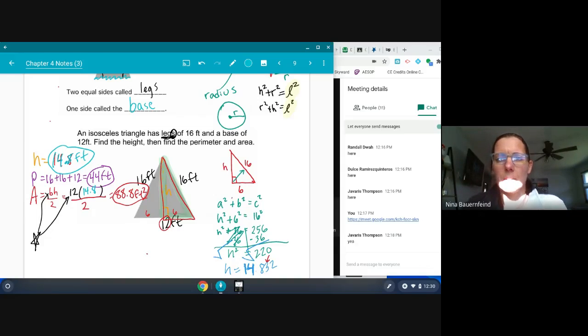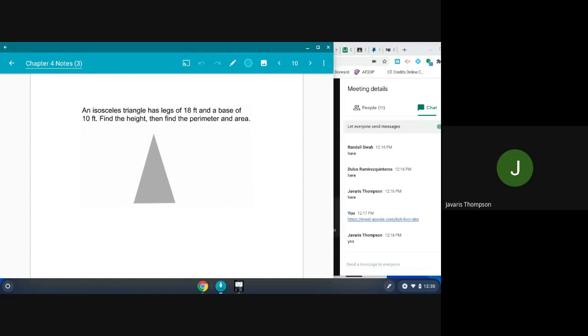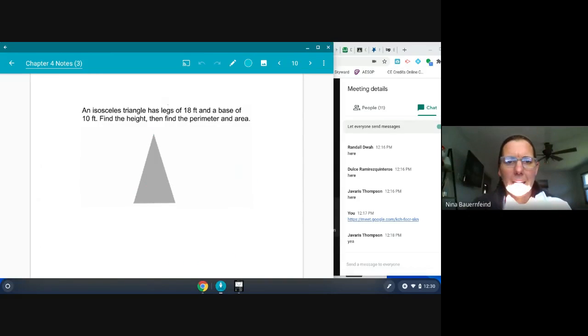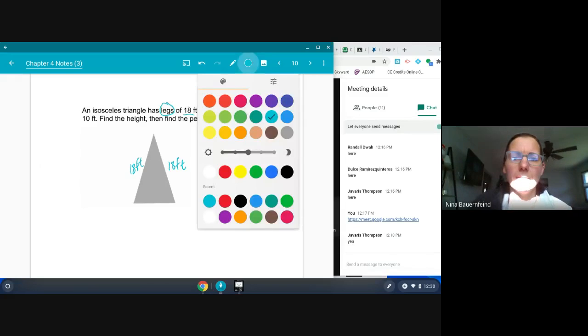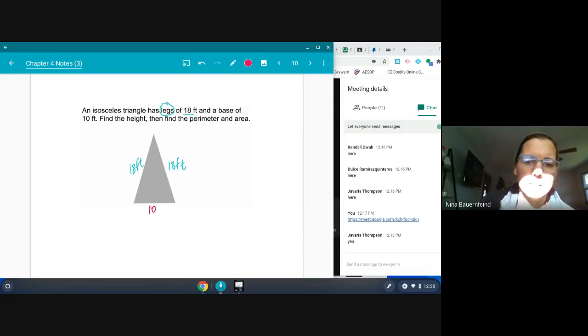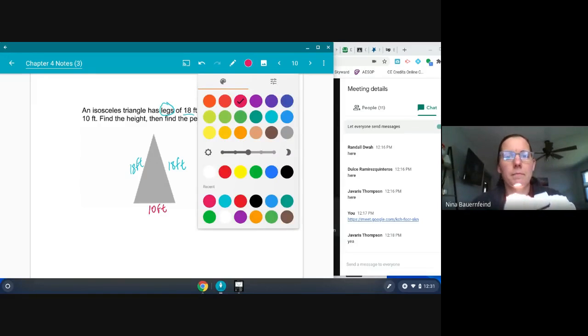Okay. So this one says an isosceles triangle has legs, plural, of 18 feet. That means this is 18 and this is 18. And a base of 10 feet. Find the height and then the perimeter and area.